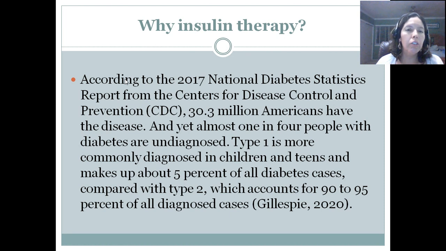According to the 2017 National Diabetes Statistics Report from the Centers for Disease Control and Prevention, 30.3 million Americans have this disease, and yet almost 1 in 4 people with diabetes are undiagnosed. Type 1 is more commonly diagnosed in children and teens and makes up about 5 to 10% of all diabetes cases, compared with type 2, which accounts for 90 to 95% of all diagnosed cases.